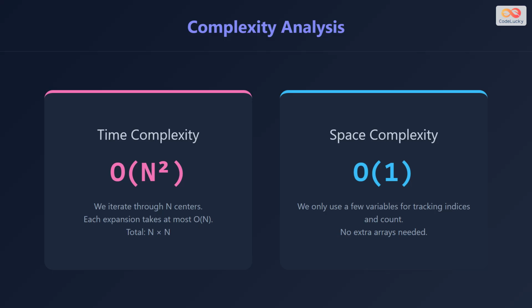This approach is much more efficient. Since we have n centers and each expansion takes at most O(n) time, our total time complexity is O(n²). The space complexity is O(1) because we are not using any extra data structures.